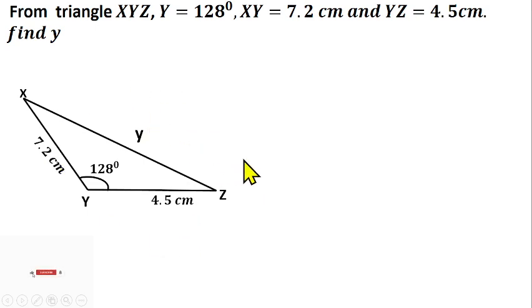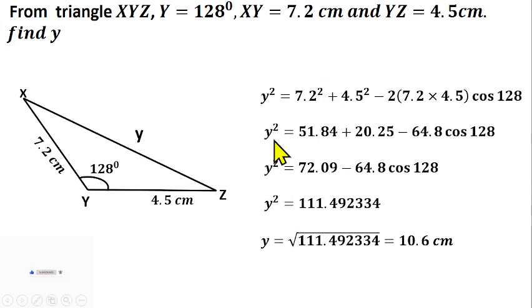Have you understood that? The question is, what principle can we use to find this side, which is small y? Is it sine rule or cosine rule? The answer is we can only use cosine rule, not sine rule. And you should know the reason why we cannot use sine rule based on what I have been saying.